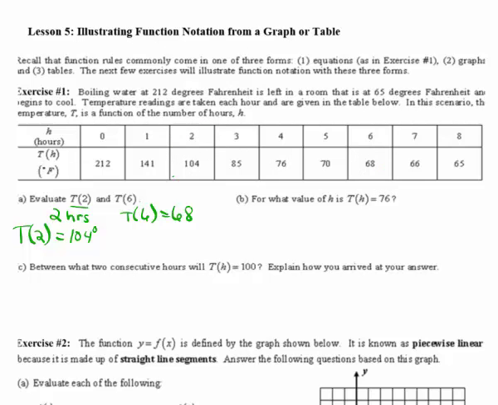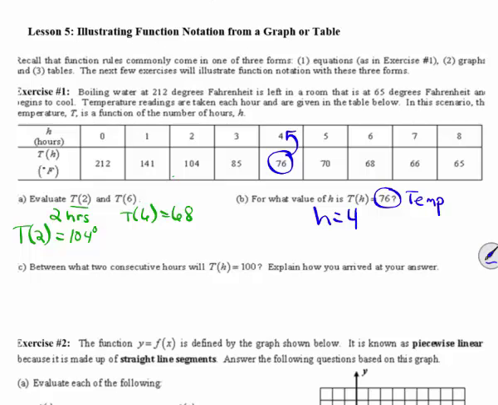What value of H is T of H equal to 76? So now they're saying, here's the temperature, that's the temp. I want to know how many hours that took. Well, oh, I circled the wrong one. Okay, let's try that again. So here's my 76 degree temperature. The hour, H, would have to be 4.